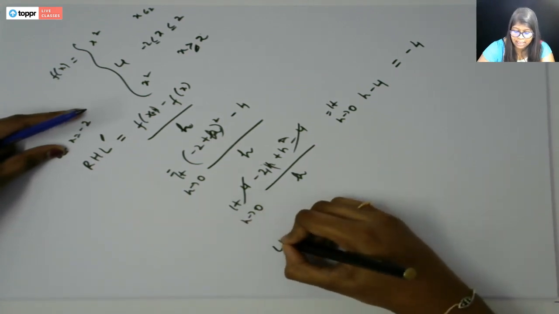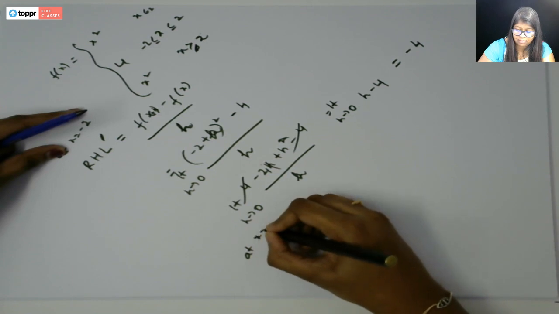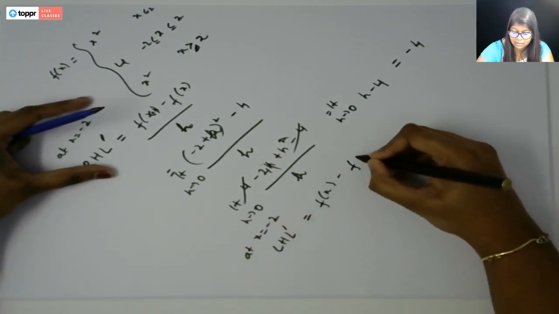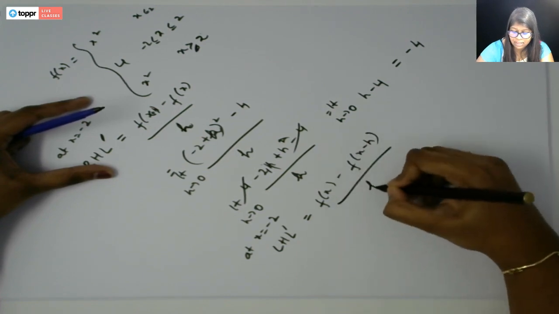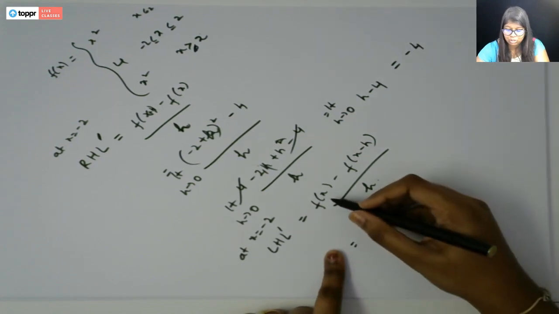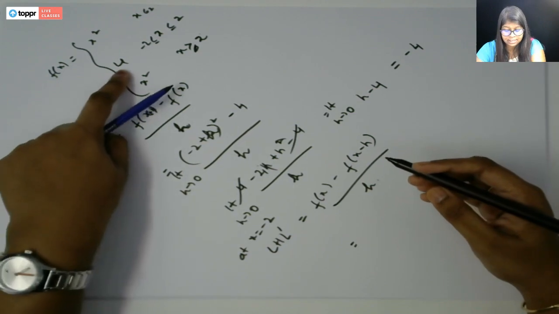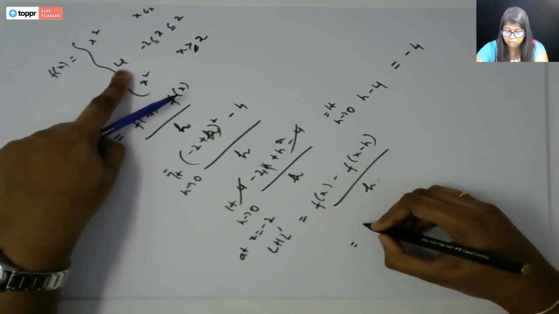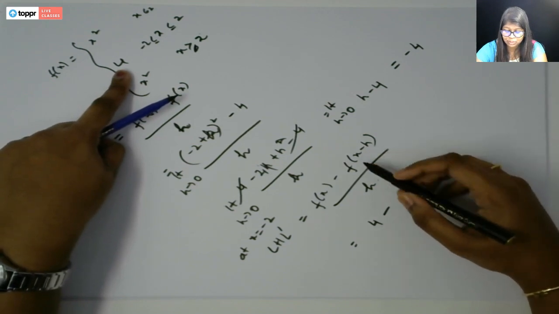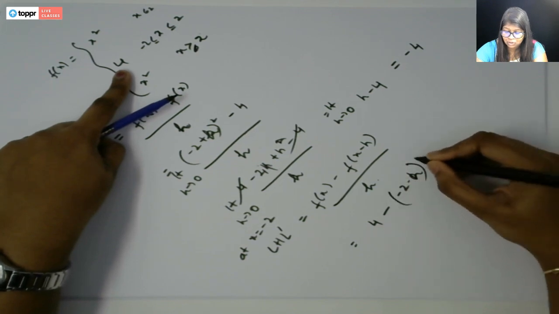Now we'll find out LHL at -2 again. That is f of x minus f of x minus h by h. What is f of -2? That is nothing but 4, right? So 4 minus f of x minus h, where x is -2, so (-2 - h) whole square.